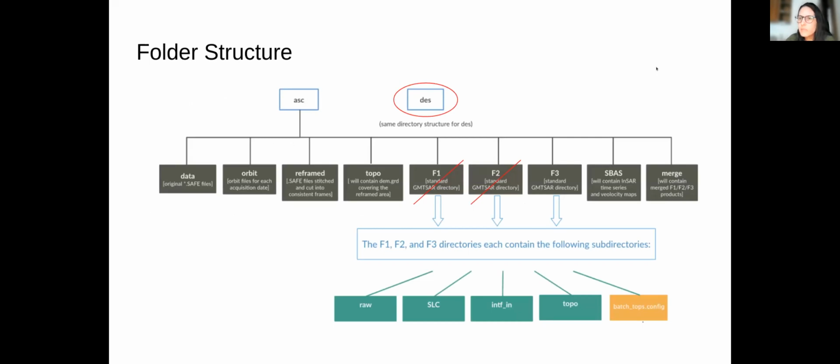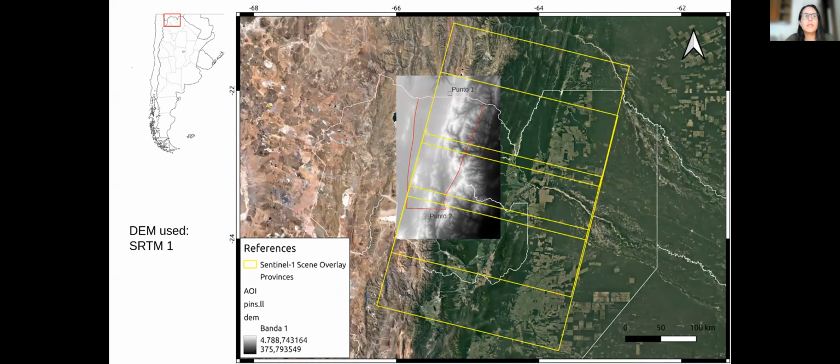This is the folder structure that I use. The area in which I am interested is only in subswath 3, so I didn't work with F1 and F2. And I follow the steps of the manual. This is Argentina. I am working in this province right here, which is mainly on the limit between Jujuy and Salta. I use these 2 points to limit the study area, and I am interested in working in this red area right here, so that's why I only use one subswath. And these are the path and frames of the images that I downloaded from the Alaska Satellite Facility. And I use the SRTM1.